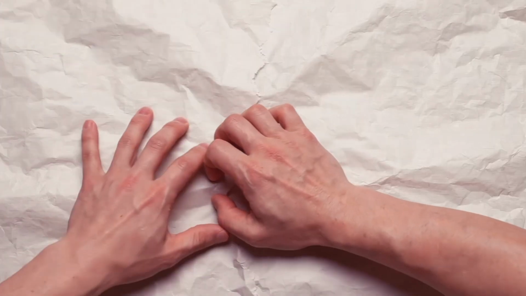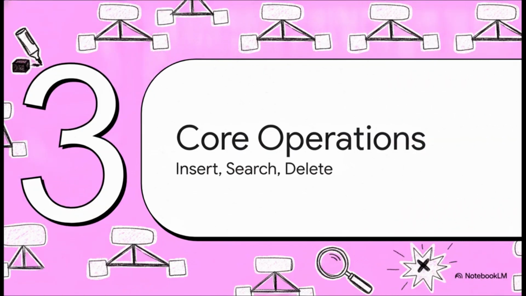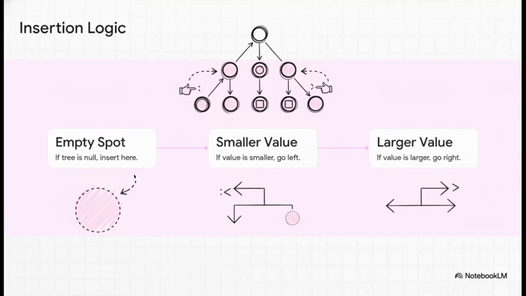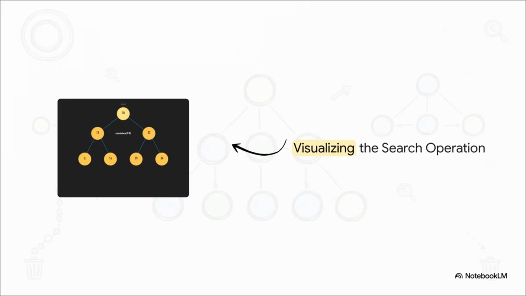Moving on to Section 3, core binary tree operations. Let's see how we actually modify these structures. The operations in a binary search tree are governed by crisp, recursive logic. Whether you're searching or inserting, the rules are exactly the same. You look at the current node. If your target value is smaller than the node's data, you go left. If your target value is larger, you go right. And if the spot you land on is entirely empty, meaning it's null, that's exactly where you insert your new node.